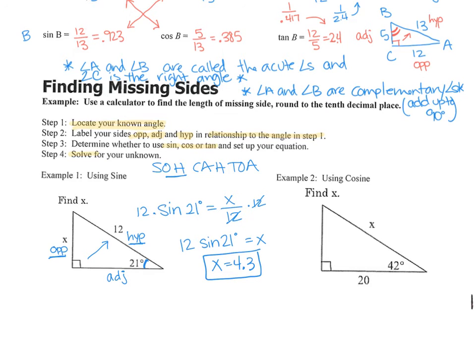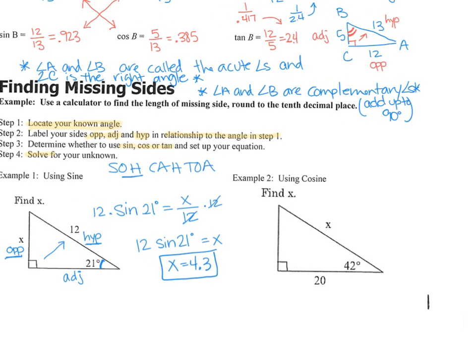Let's continue with this triangle. Step 1 is to identify your angle. So I'm going to identify my 42-degree angle as the angle I'm working with. Step 2, I'm going to label all my sides. Well, this would be the side opposite. The side labeled x is my hypotenuse, and the side that's 20 is my adjacent. So now I look at my sides for step 3, and I notice I'm trying to find the hypotenuse, and I'm told the adjacent.